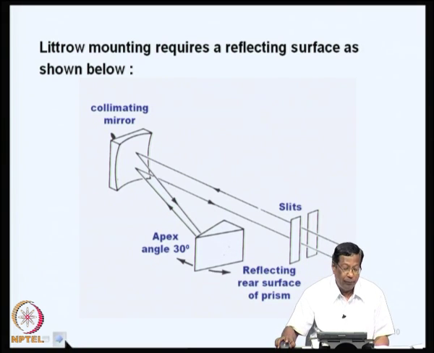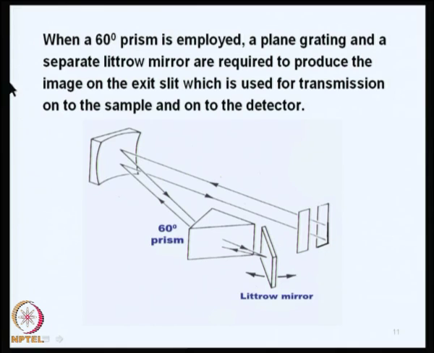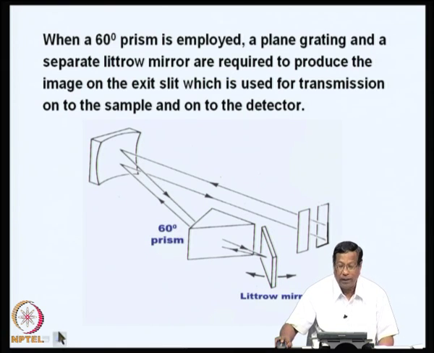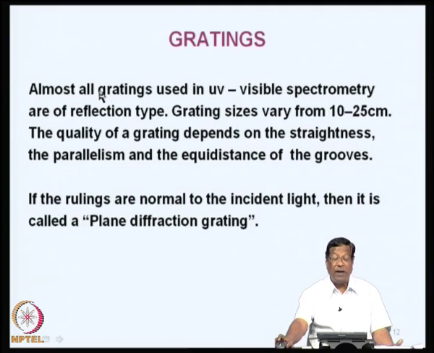And you can use a 60-degree prism in Cornu mounting, but still here you will see that the Littrow mirror has to be on the other side. So, the instrument will become slightly bigger, but still you would need a Littrow mirror to produce the image on the exit slit, which is used for transmission onto the sample and onto the detector. So, you can use a prism with Littrow or 60-degree Cornu mounting. Now, instead of all these things, you can have gratings.